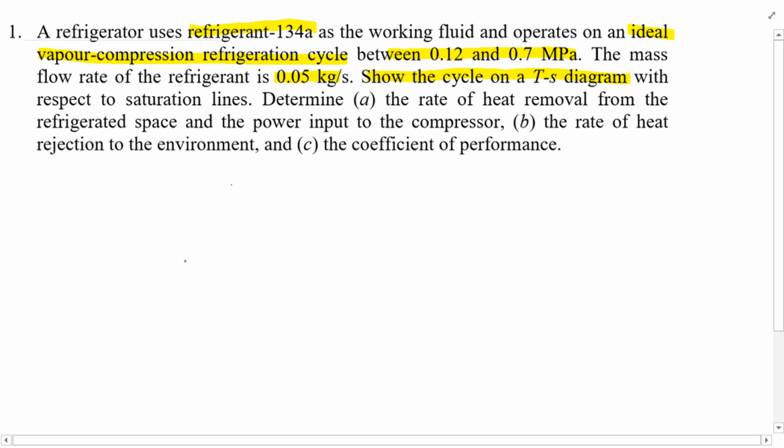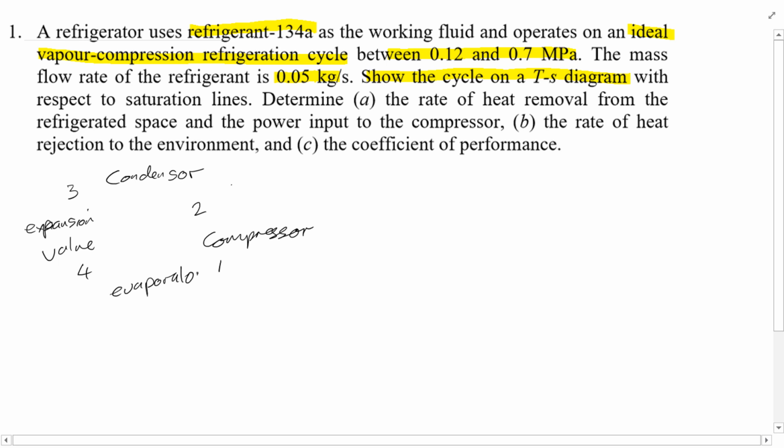So the ideal vapor compression cycle is going to look something like this. Compressor, point 1, point 2 is condenser, point 3 is an expansion valve, and point 4 is the evaporator. And you're going to follow this pattern like this. Okay, and obviously it operates in a cycle.